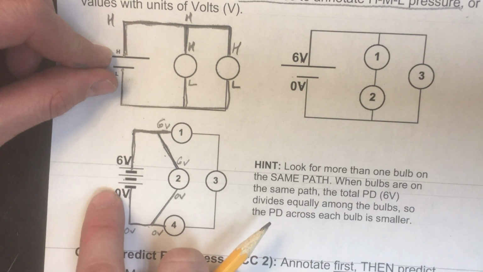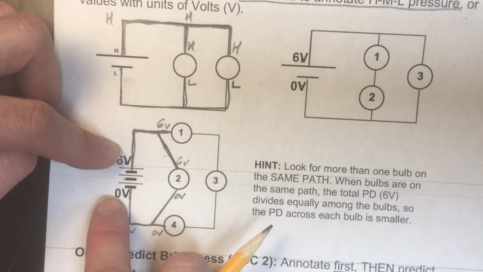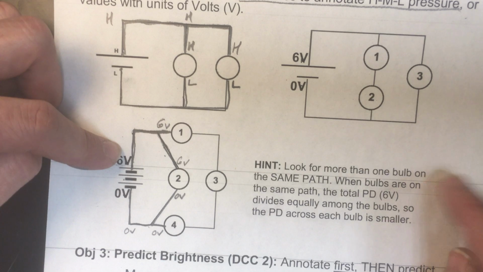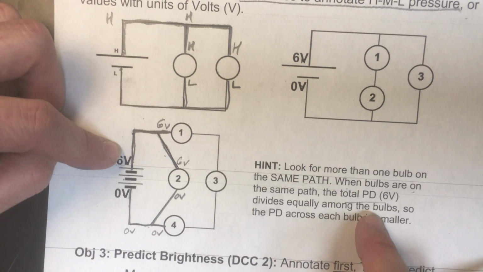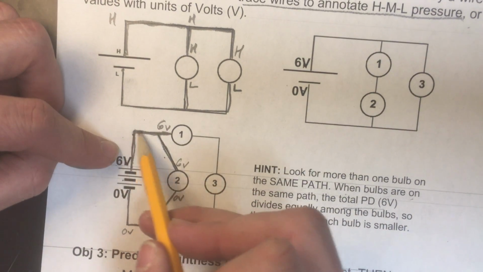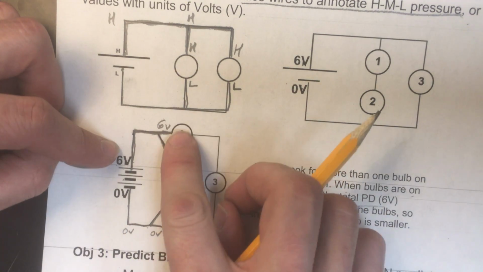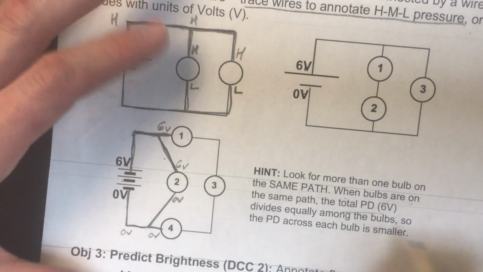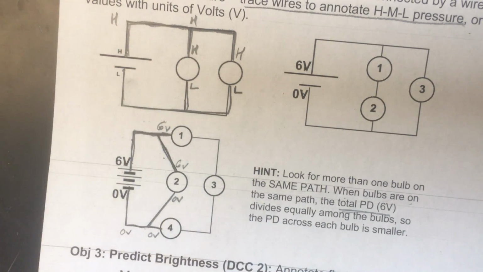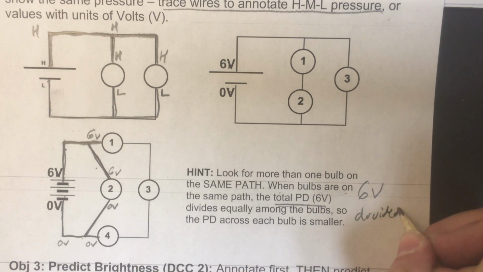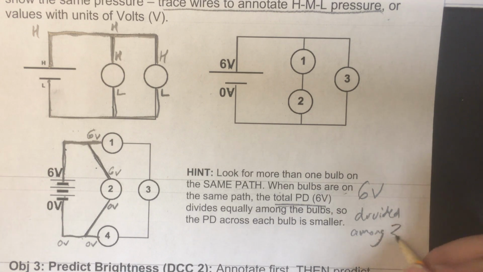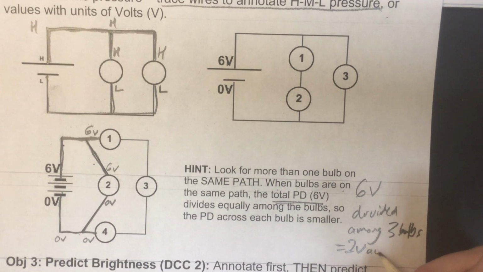Now I have to stop, given what I know so far, because all of these other places aren't directly connected to the 6 volt or the 0 volt side of the battery. This is where this hint comes in. When bulbs are on the same path, the total PD divides equally among the bulbs. So I can tell there's one path here through 3 different bulbs. I can tell that the total PD is divided equally. So 6 volts divided among 3 bulbs means 2 volts across each bulb.